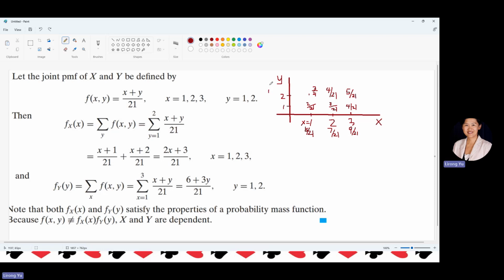Adding the horizontal summation: 3 plus 5 is 12 over 21. I should use a different color so they don't overlap. 12 over 21 is the probability for y equal to 2, and this is 9 over 21, the probability for y equal to 1. Any questions so far?